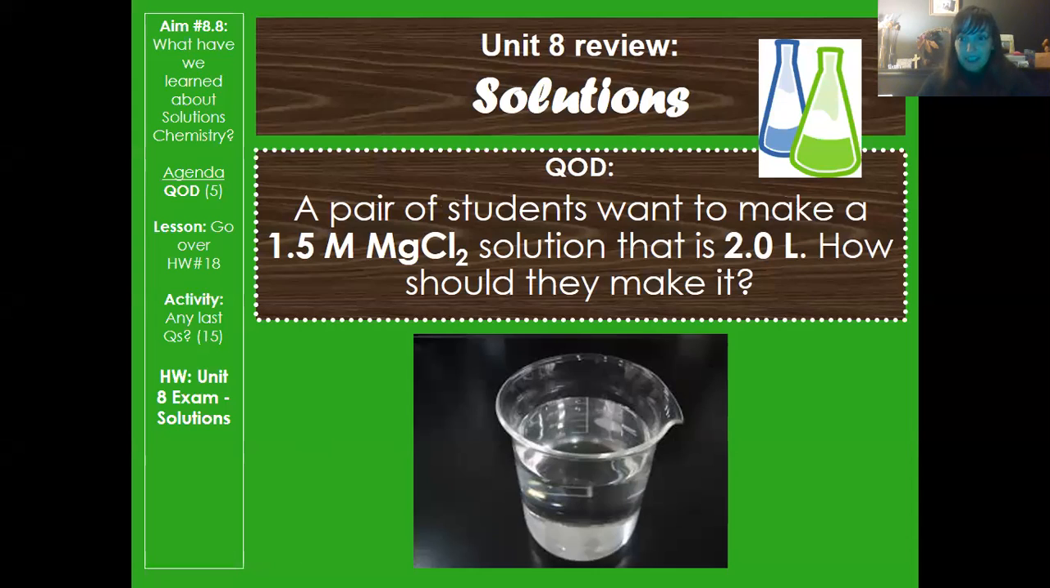All right, so the question of the day today. A pair of students wants to make a 1.5 molar magnesium chloride solution that is 2 liters. How should they make it? Well, the easy part is that we know it's 2 liters, so they need to get 2 liters of water. But if they want to make it 1.5 molar, how do they do that? That part's a little trickier.